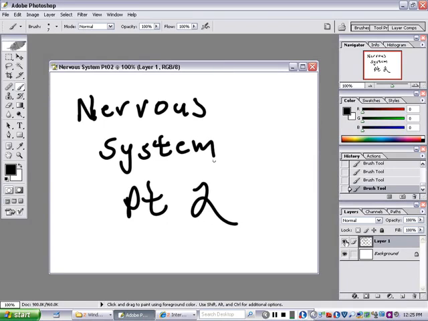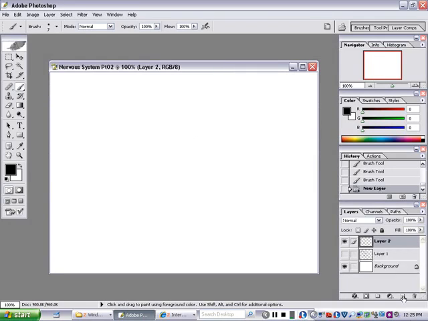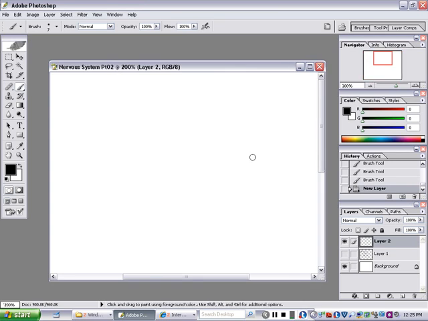And let us start here from last time. There are two parts of the nervous system. What are those two parts, two major parts of the nervous system? The central nervous system and the peripheral nervous system. Okay, I drew this last time, so you may not have to draw it again.